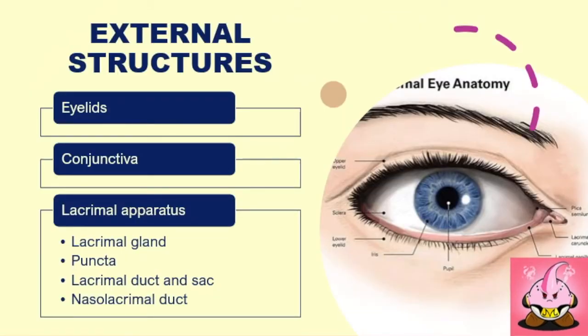Okay, for the external structures, look at this. So you have your eyelids, your conjunctiva, and then your lacrimal apparatus, okay, which would be composed of your lacrimal gland, your puncta, your lacrimal duct, and then your sac, and then you have your nasolacrimal duct.